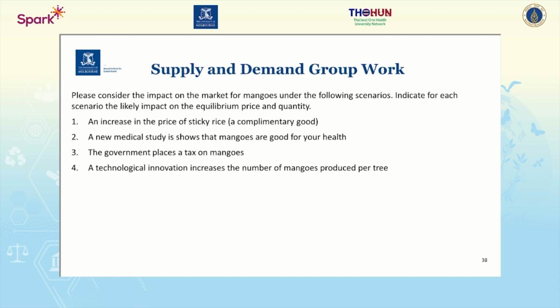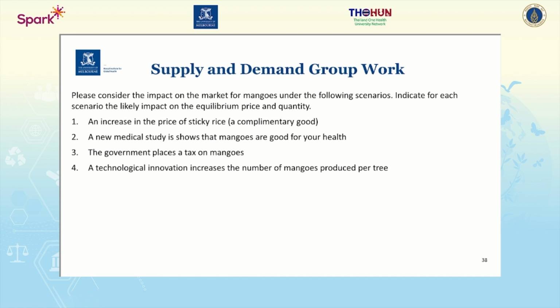So in the first one, there's an increase in the price of sticky rice. And what's a good dessert? Mango and sticky rice. So if sticky rice is eaten with mangoes for dessert, it's a complementary good. So if there's an increase in the price of sticky rice, what will happen to the equilibrium price and quantity of mangoes? A new medical study shows that mangoes are really good for your health. Will you eat more mangoes, eat less mangoes? What's going to happen in the market?